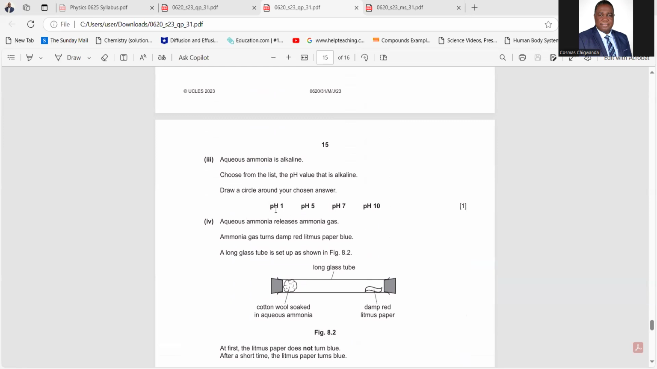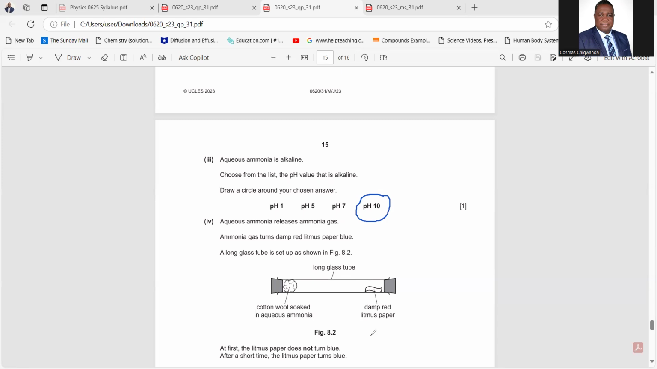So obviously pH 1 and pH 5, I will not consider them because these are on the acidic side of the pH scale. pH 7 is the neutral point, but now ammonia is a weak alkaline. So obviously our answer is going to be pH 10. That's where my answer is. Okay. And then aqueous ammonia releases ammonia gas. Ammonia gas turns damp red litmus paper blue. Okay, that's the standard test for ammonia. It turns damp red litmus paper blue.